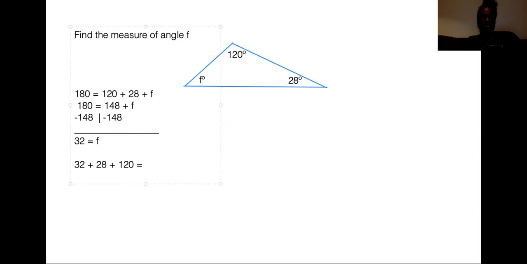So I know that 32 plus 28 equals 60, and then 60 plus 120 equals 180. So now we know that this is the right answer, that the value for F is 32. So you would type 32 in that box, and you would go on to the next problem.